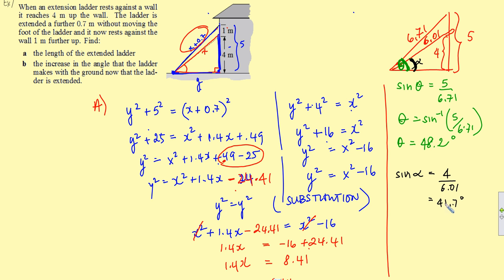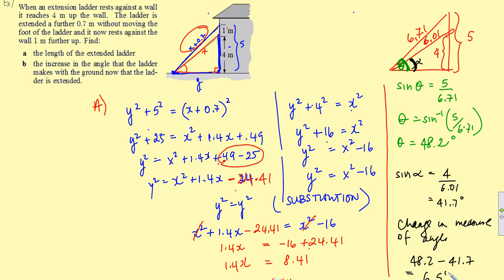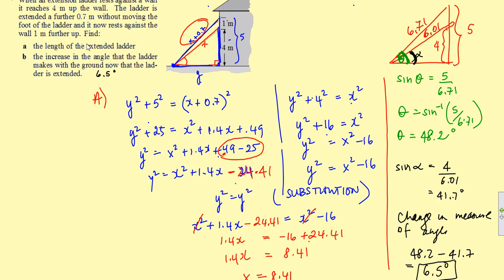Now, the change in the measure of the angle is going to be 48.2 minus 41.7. So all I do is subtract 48.2 minus 41.7, and we end up getting a difference of 6.5 degrees. And that was our answer to part 2, or part B. This was 6.5 degrees, and up here our solution was 6.71 meters.